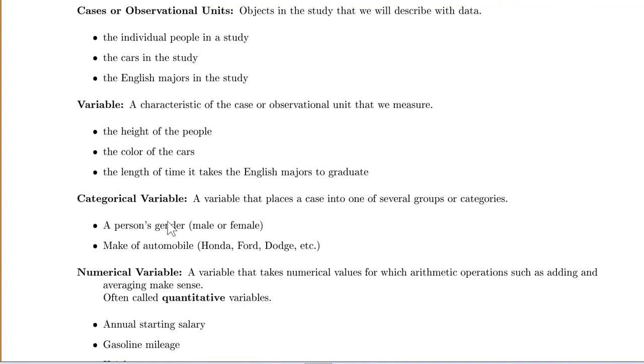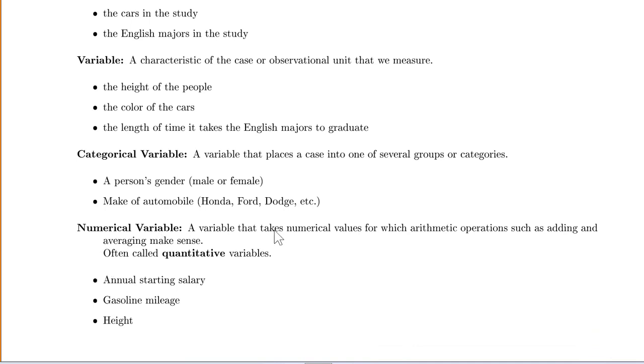Now we can divide variables into two groups. We have categorical and numerical. Categorical is a variable that places a case into one of several groups or categories. Like a person's gender is either male or female. Notice this isn't anything with numbers, it's more just categories. And then you have make of an automobile, Honda, Ford, Dodge, etc. Now numerical variables are variables that take values for which arithmetic operations like adding or averaging make sense. Other books will call it a quantitative variable. So a numerical variable, something with numbers, could be like your average starting salary, or gasoline mileage, a height. Those are all things that deal with numbers.